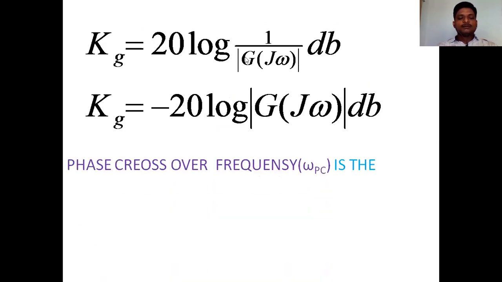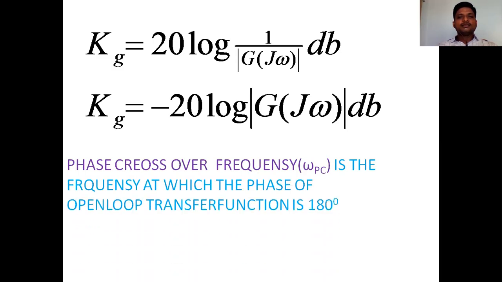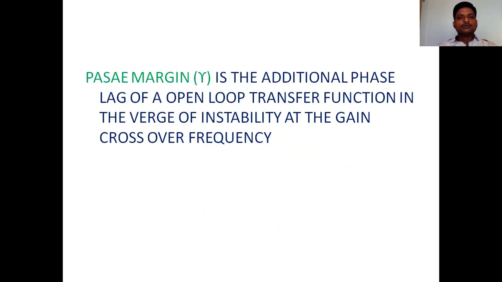Okay. So next, phase crossover frequency is the frequency at which the phase of the open loop transfer function is 180 degrees. So if the phase of a transfer function is 180 degrees at a particular frequency, we call that frequency the phase crossover frequency. Next, we will be looking into phase margin denoted by gamma.